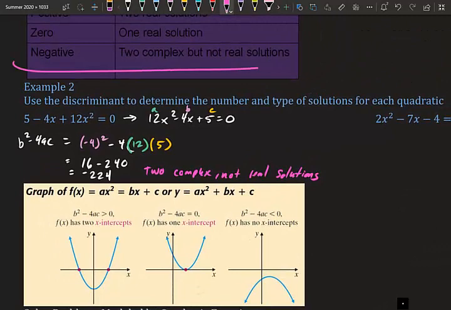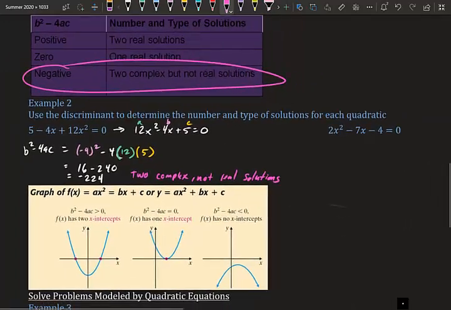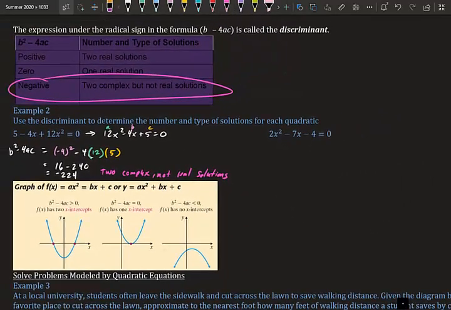So this one right here. All right, I highly suggest you pause and try the next one on your own.